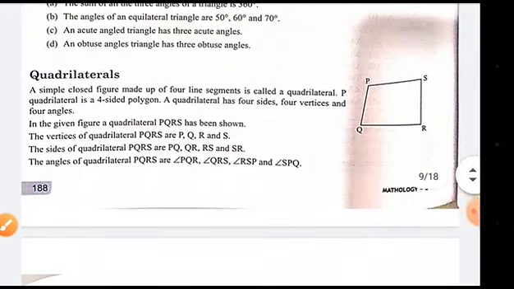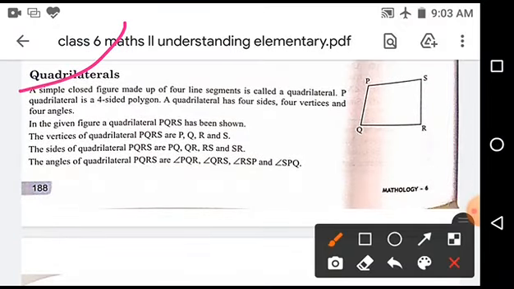Now the next one is quadrilateral. What is a quadrilateral? A simple closed figure made of four line segments is called a quadrilateral. So in the diagram you can see here PQRS is the geometry which is made by the closed surface covered with four sides. That's why it is an example of a quadrilateral.